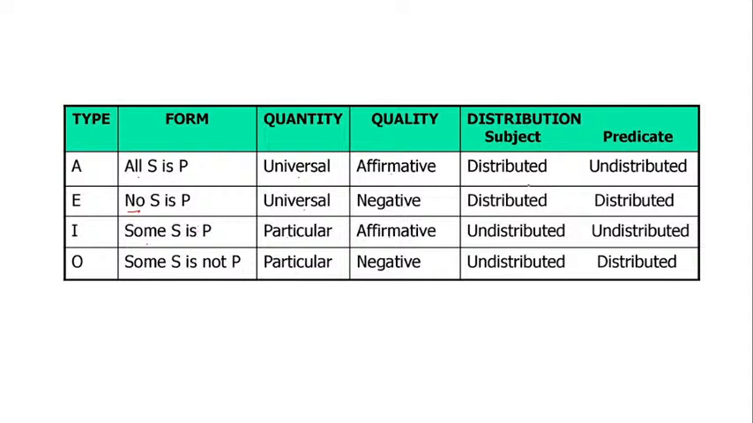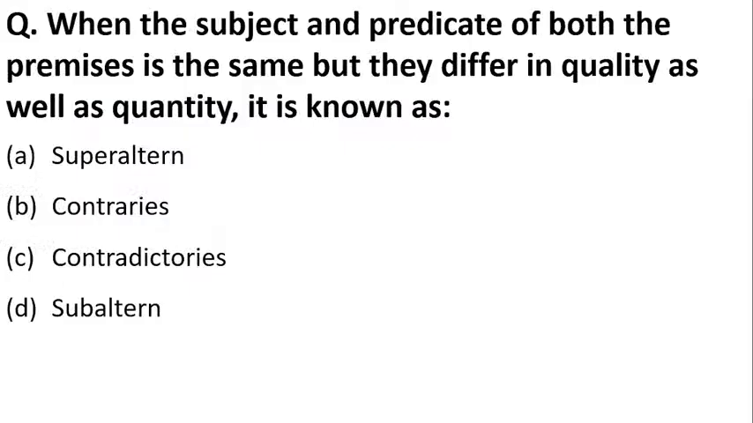No S S P here, both are distributed. Okay. In I, both of them are undistributed. Okay. And in O, one is undistributed, the other is distributed. Okay. So one more question. Yes, we have one more question.